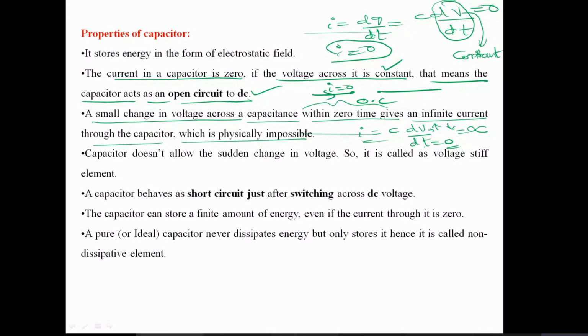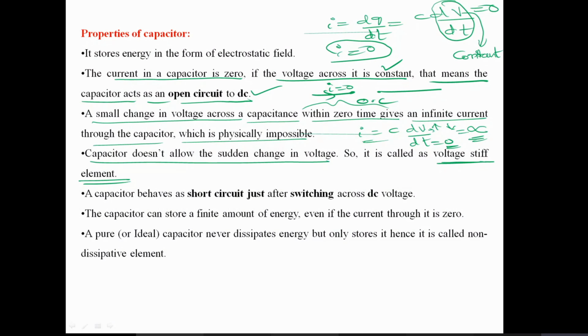This is another important property you must know. The capacitor does not allow a sudden change in voltage, so it is called a voltage stiff element. Why does it not allow a sudden change in voltage? Because of this fact: a sudden change in voltage within zero time will lead to infinite current, and therefore your capacitor does not allow sudden change in voltage, and therefore it is called a voltage stiff element.